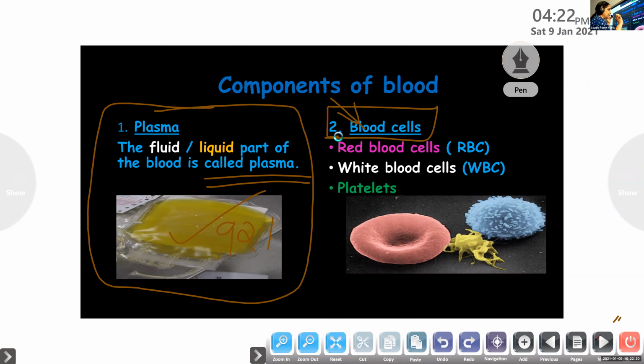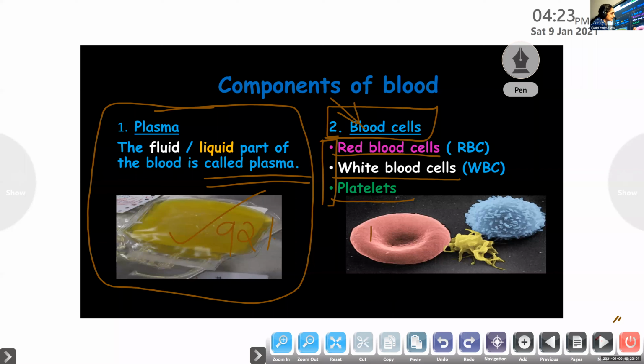Nihal, what is the name of the liquid part present in the blood? Plasma. And what is the solid part present in the blood? Blood cells, not the blood vessels. It is the blood cells. There are 3 types of blood cells in the blood. They are called red blood cells, white blood cells, and platelets.